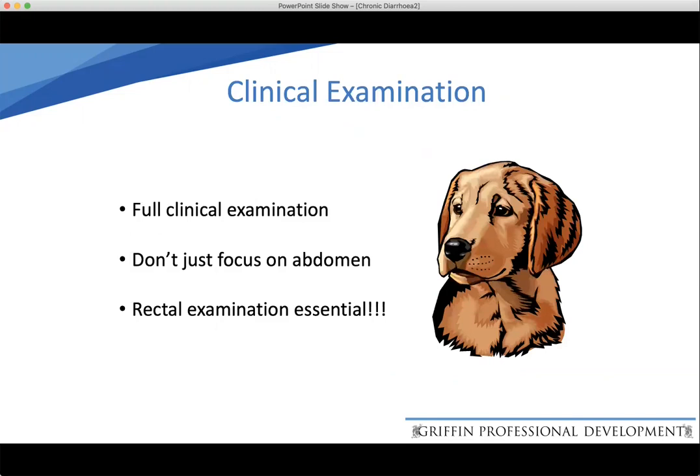So we then focus on our clinical examination after we've taken a thorough history. Just as with the history, it should be a full clinical examination, not just focusing on the abdomen or gastrointestinal tract. It really is important we perform a rectal examination, particularly if the animal has any symptoms of large intestinal diarrhea. We want to assess whether there are any rectal masses, whether the anal sacs are as they should be, whether there's any pain on rectal examination, and whether there are any polyps or any blood on the glove after the examination has been performed. So please do remember to perform rectal examinations on these patients.